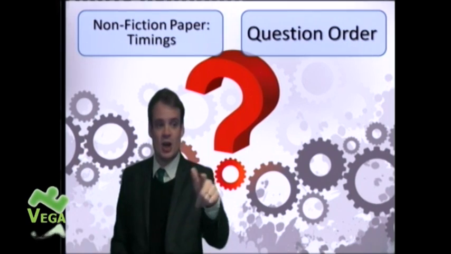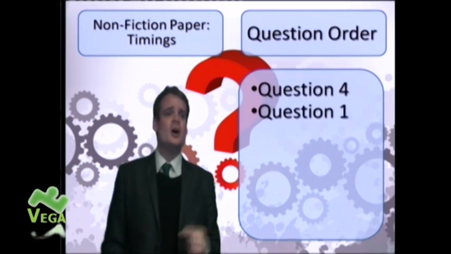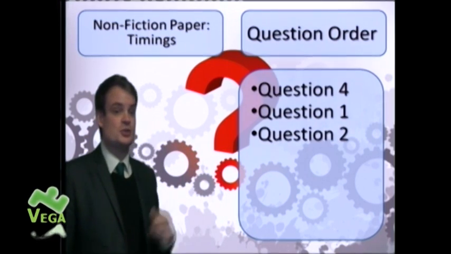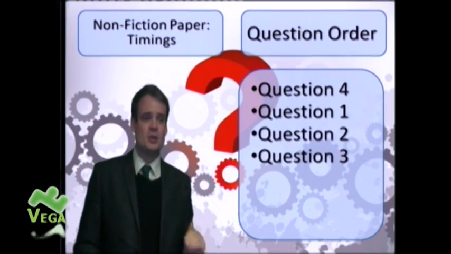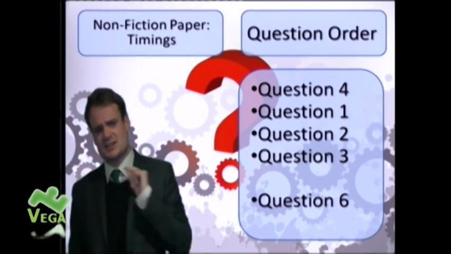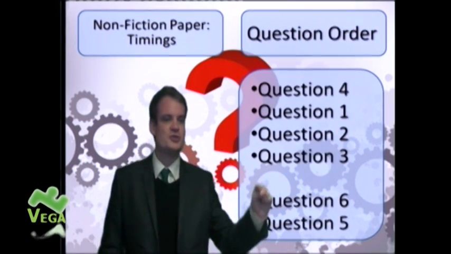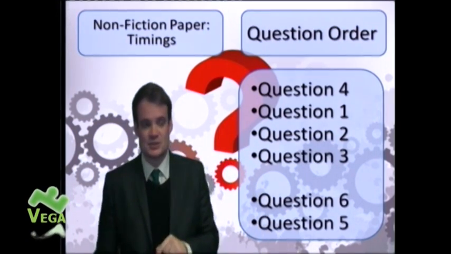So here's the order I'm going to tell you to follow in the exam. You're going to start with question 4, then you're going to do question 1, question 2, question 3, and then you're going to move on to the writing section. But you're not going to start with question 5, you're going to start with question 6 because it's worth more marks, then you're going to come back to question 5. So question 4, 1, 2, 3, 6, 5, in that order.